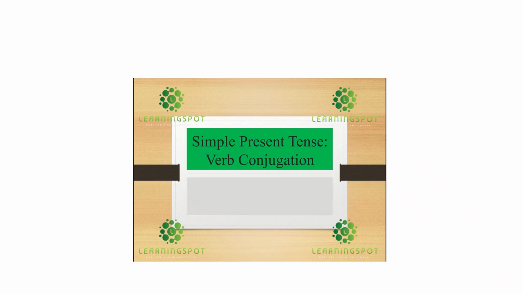So, simple present tense, verb conjugation rules based on the verb endings. We are going to see how to conjugate different verbs based on how they end.